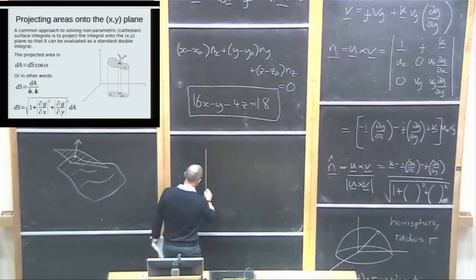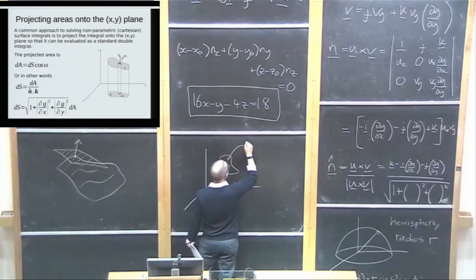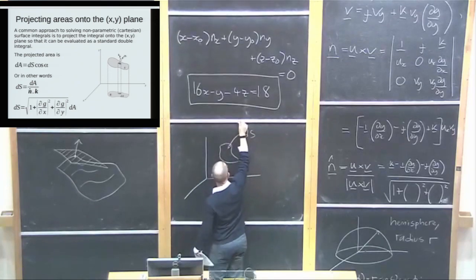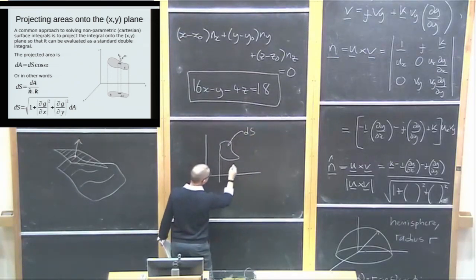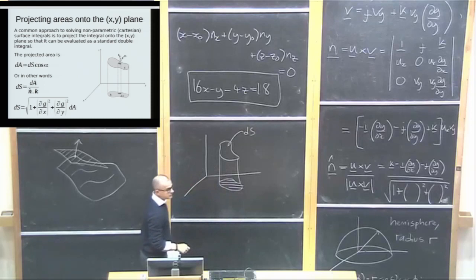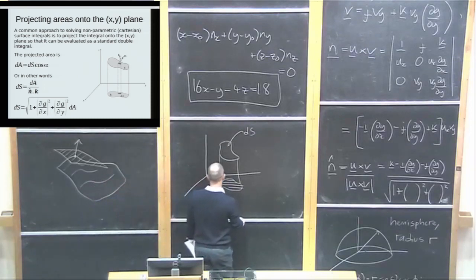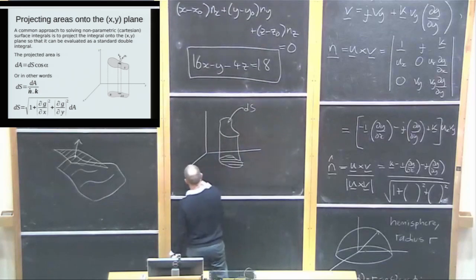And what happens then is that you have some element of surface here, dS, which you want to do your surface integral over, but that actually projects down onto some shape on the xy plane, which you can then just describe in terms of x and y, which makes it much easier to do your integral.